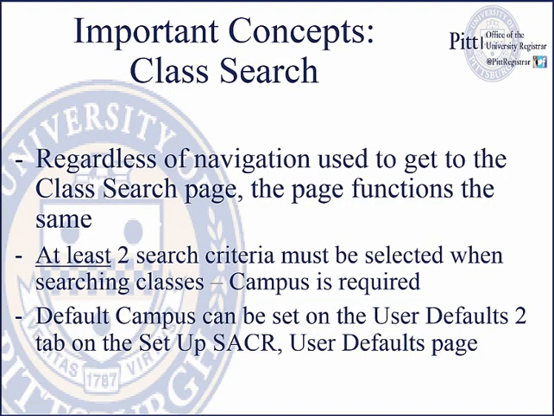Another important Class Search concept is that at least two class search criteria need to be chosen in order to search, and that a class search campus is required. To keep from needing to choose the campus with each search, a default campus can be set for each user. This default campus can be set on the User Default To tab on the Setup SACR User Defaults page. I highly recommend that each user sets a default campus, so let's go see how this is set up.